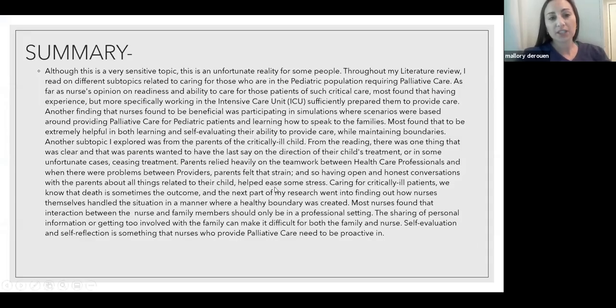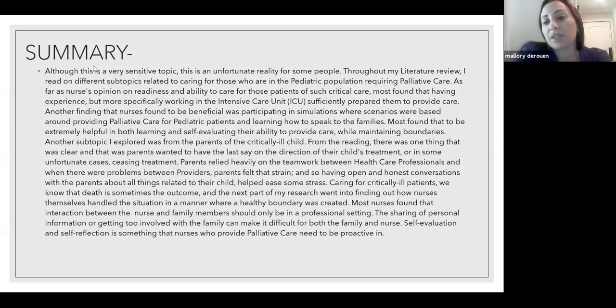Okay, so during my project, I touched on three big topics. The first one was surveying nurses and how prepared they felt to go into palliative care for pediatric patients. They reported that having experience, more specifically experience in the ICU, helped them prepare for what they would face, and so did doing simulations. Having a mock trial with different scenarios gave them an opportunity to see how they would react and what needs to be said and what needs not to be said, things of that nature. That was really helpful in helping them prepare to go into that field.